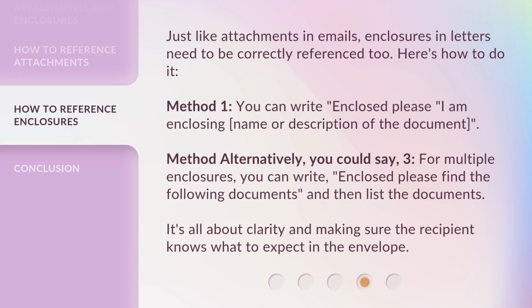Just like attachments in emails, enclosures in letters need to be correctly referenced too. Here's how to do it. Method 1. You can write, "Enclosed please find [name or description of the document]." Method 2. Alternatively, you could say, "I am enclosing [name or description of the document]." Method 3. For multiple enclosures, you can write, "Enclosed please find the following documents," and then list the documents. It's all about clarity and making sure the recipient knows what to expect in the envelope.